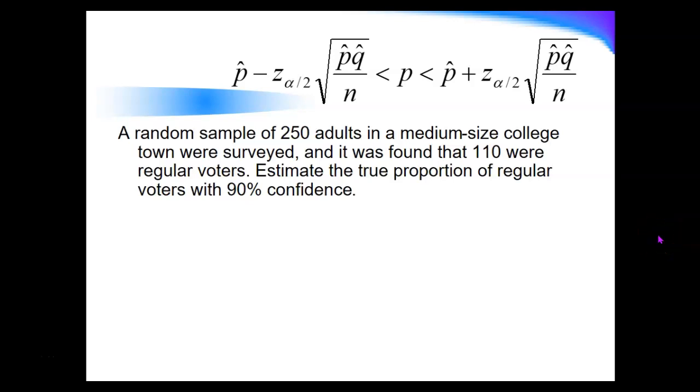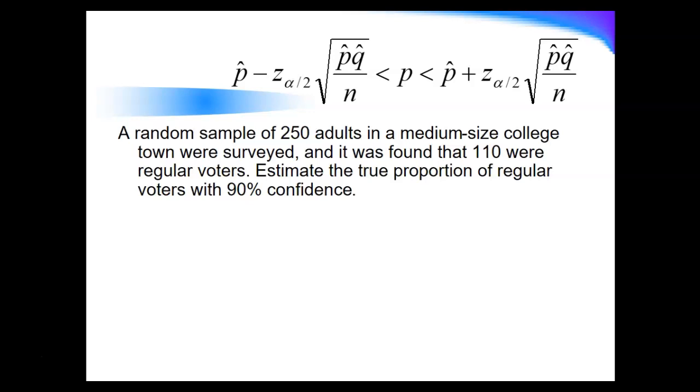Okay, we've been talking about calculating confidence intervals for proportions. Here's another example. A random sample of 250 adults in a medium-sized college town were surveyed, and it was found that 110 were regular voters. Estimate the true proportion of regular voters with 90% confidence.